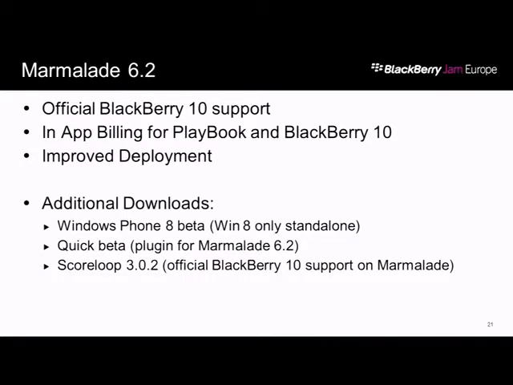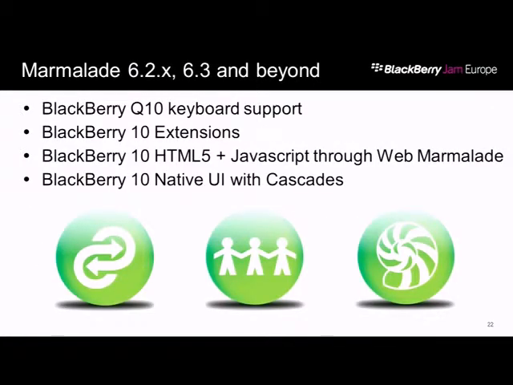The Quick beta is a separate download, and the final one will be a separate download. And there's a new version of Score Loop, which has official BB10 for Marmalade support. And then the interesting ones will be the next couple of releases. So at the moment, Marmalade and the BlackBerry 10 native SDKs are both very similar, in that we have very similar looking APIs, we have a GitHub repository, and we're encouraging people to port and bring in all kinds of code.